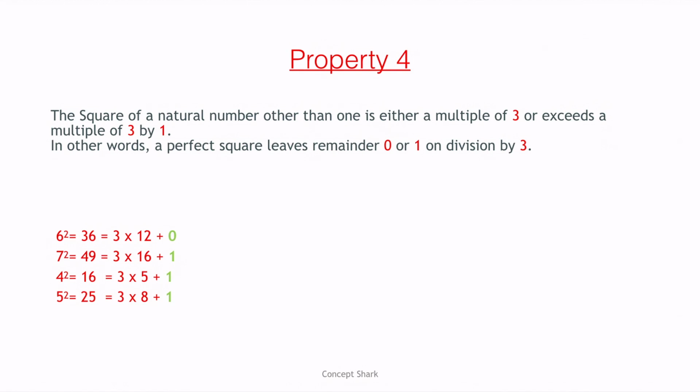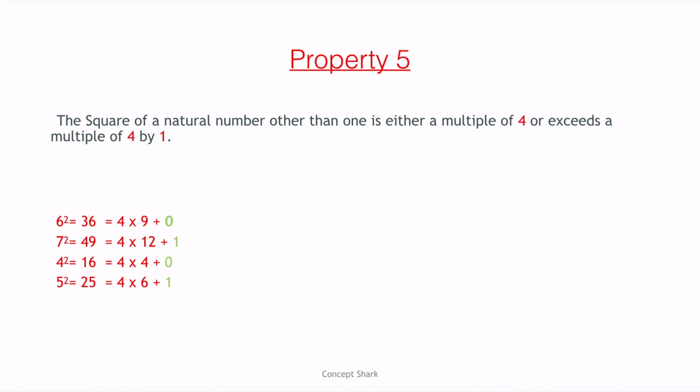Let's take the perfect square number 36. When we divide it by 3, we get the remainder as 0. And then the square number 49, we divide by 3, it leaves a remainder 1. Similarly, for the number 16, when it gets divided by 3, it leaves the remainder 1. Similarly, 25 leaves the remainder 1 on division by 3. So you take any square number and divide it by 3, we always get remainder either 0 or 1.